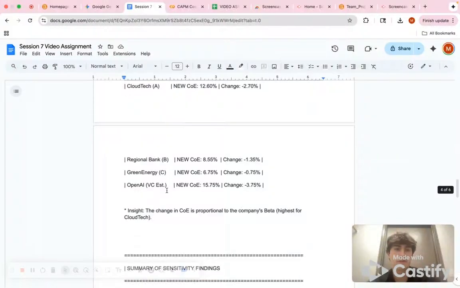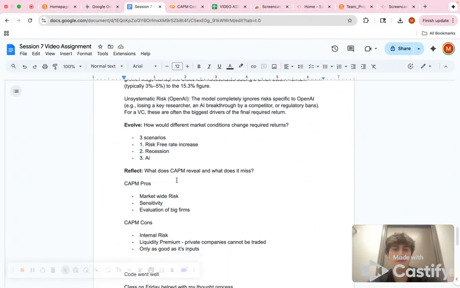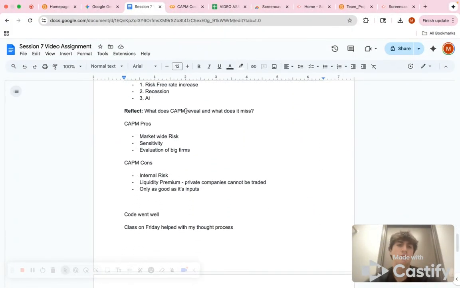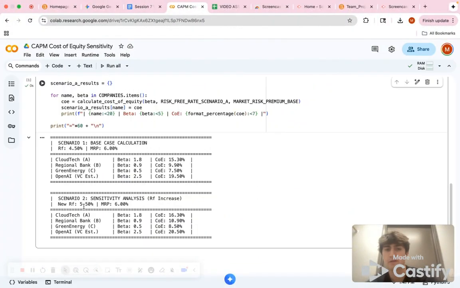And then it gave us a second scenario here, which gets into the evolve stage, which is what happens if the risk-free return goes up. So we now see that all of the required returns go up with the risk-free return going up. It went from 4.5 to 5.5. All of them are going to move up 1% from that.